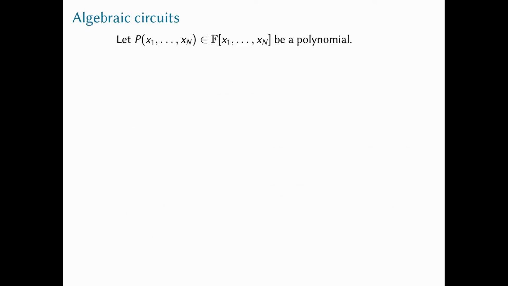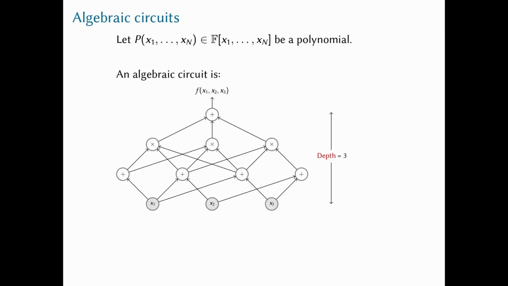More formally, we want to introduce a new model of computation for polynomials. They will be called algebraic circuits. It is a directed acyclic graph where the vertices are labeled either by arithmetic operations, addition or multiplication, or, for the input nodes, by variables or constants.